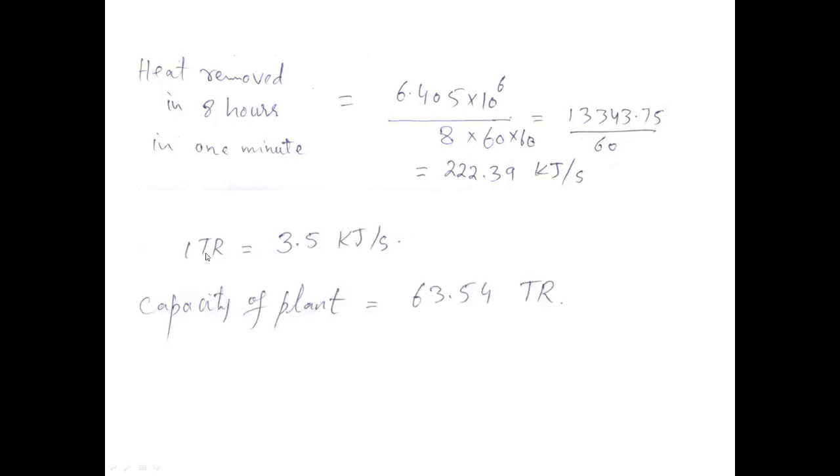But we know that 1 ton of refrigeration is almost equal to 3.5 kilojoule per second. So if we divide by that, it will be 63.54 tons of refrigeration. So that would be the capacity of the plant required. Normally in our room we install a 1 ton air conditioner, so you can think of that as almost 63 air conditioners. I mean, just to give you some idea.